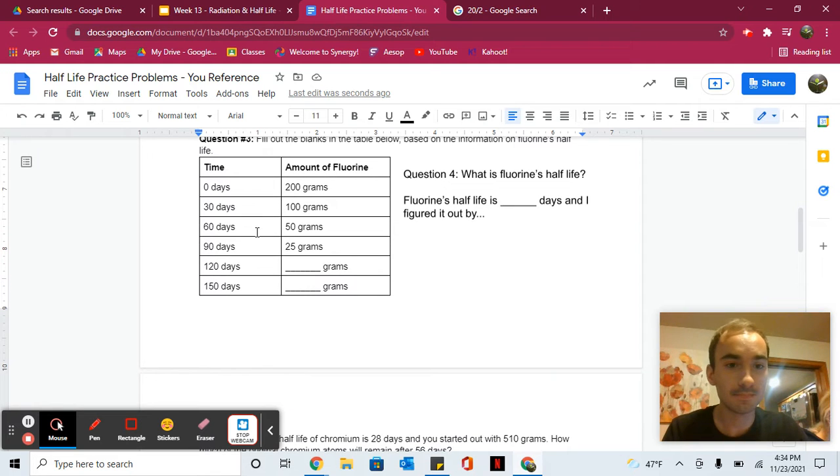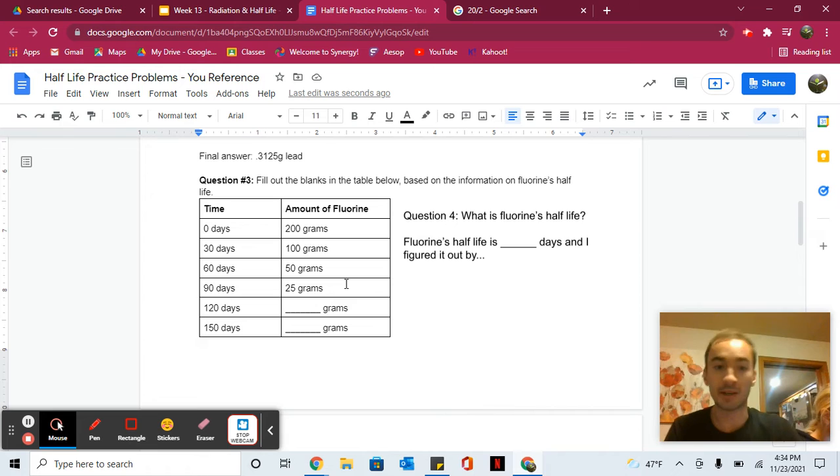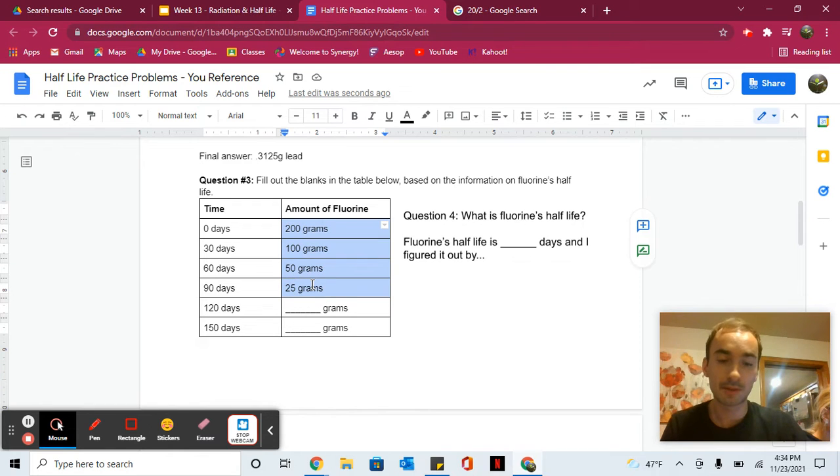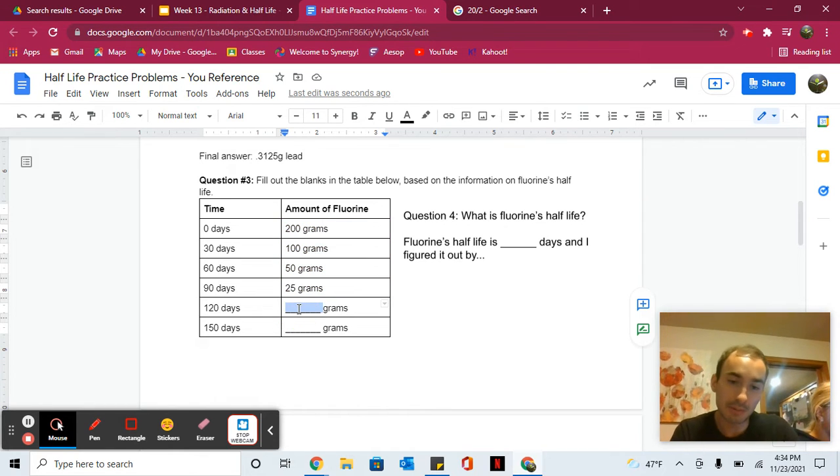Okay? So here I have a table. I have this amount of fluorine over time. So you should notice the pattern is it's getting cut in half every time. If you don't know what 25 divided by 2 is, put it on the calculator. 12.5. Half-life, it's getting cut in half every 30 days.